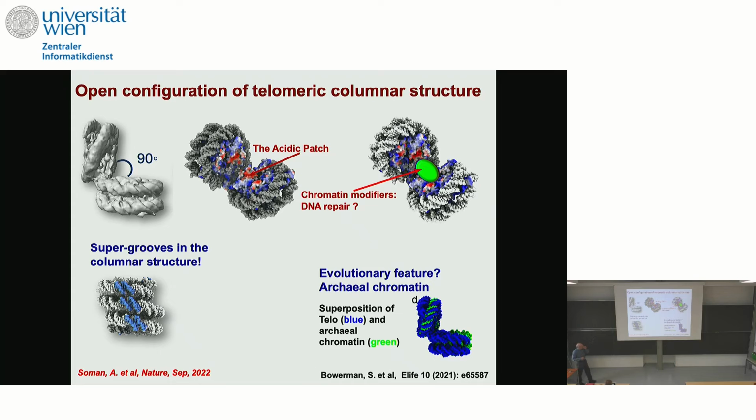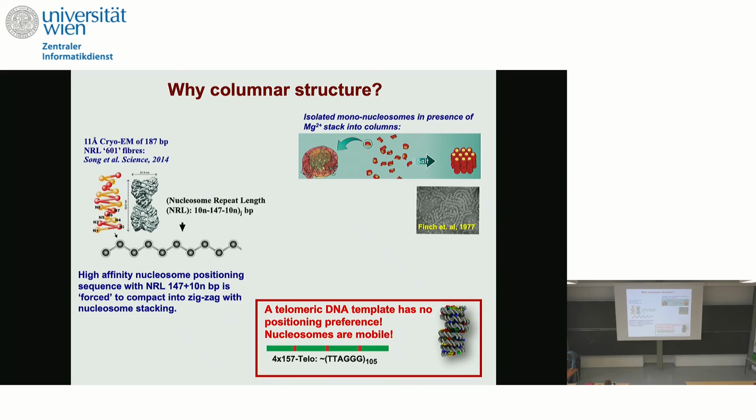Another interesting feature is that actually this open state, they never say anything about it in Luger's paper, but they have a picture. But it was identified in archaeal chromatin, so suggesting that this is an evolutionary preserved feature. And interesting for the last part of the talk here is that you can also identify this supergroove feature on the columnar structure, where you have aligned grooves, which gives opportunity for various factor binding. Okay, I should move on.